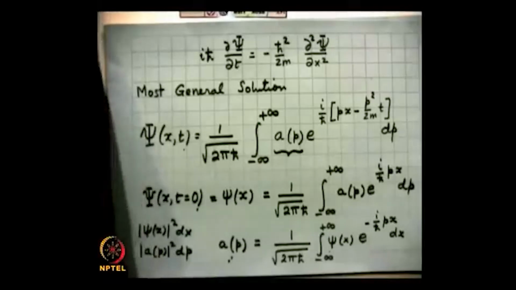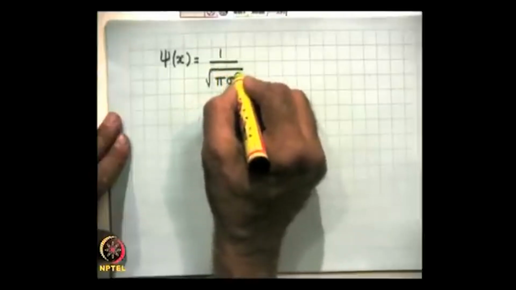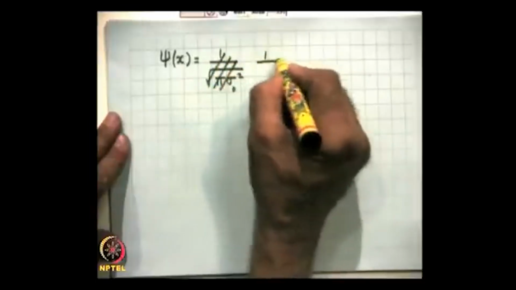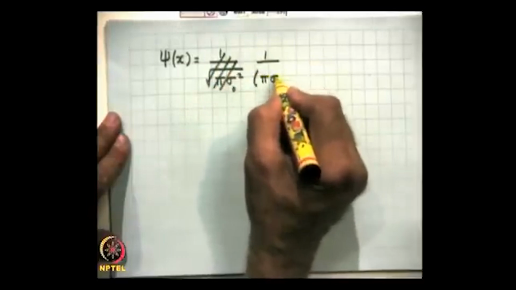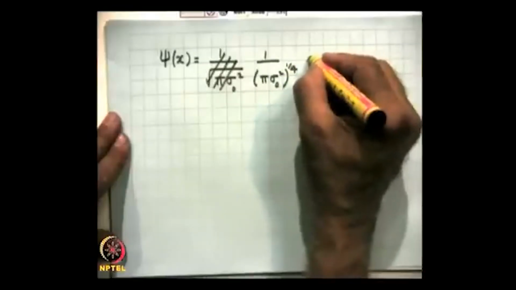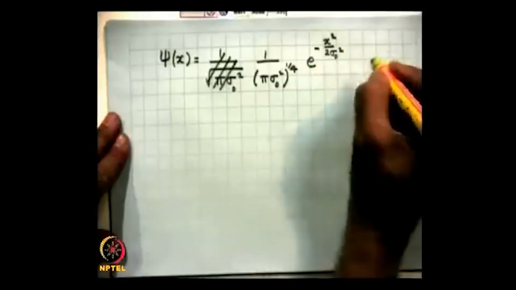Now, let me give you an example. Let us assume that psi of x, the wave function at time t equal to 0, is given by the square root of square root, that is, 1 by pi sigma 0 square raised to the power of 1 by 4, and then e to the power of minus x square by 2 sigma 0 square.